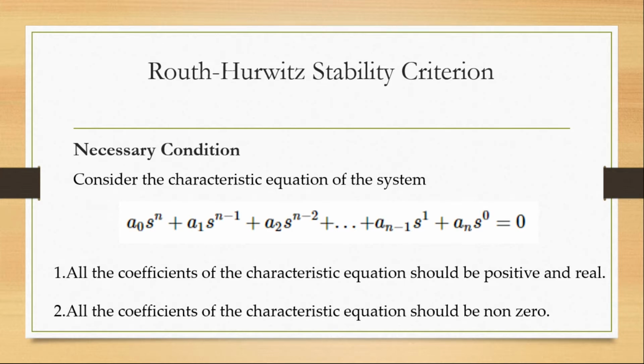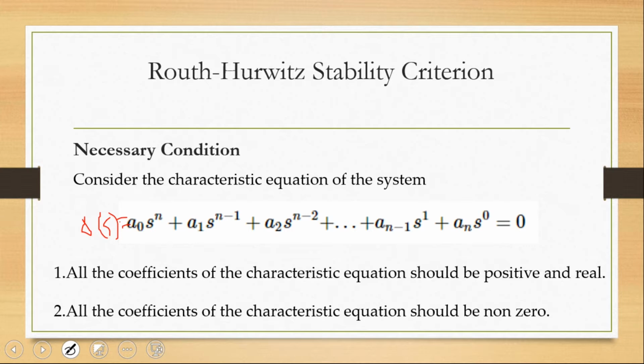So we know that the characteristic equation for a linear time invariant system is given by delta of s equal to a0 s to the power n plus a1 s to the power n minus 1 up to an s to the power 0 equals 0.